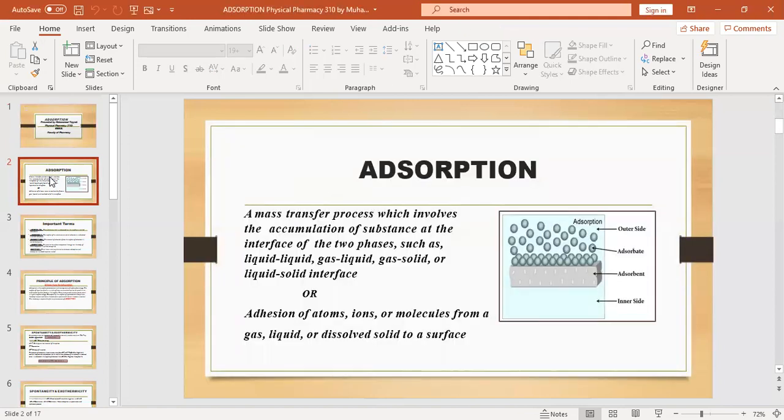Adsorption is a mass transfer process which involves the accumulation of substances at the interface of two phases, such as liquid-liquid, gas-liquid, gas-solid or liquid-solid interface. Or we can also define it as the addition of atoms, ions or molecules from a gas, liquid or dissolved solid to a surface. As you can see here in the picture, let me enlarge it.